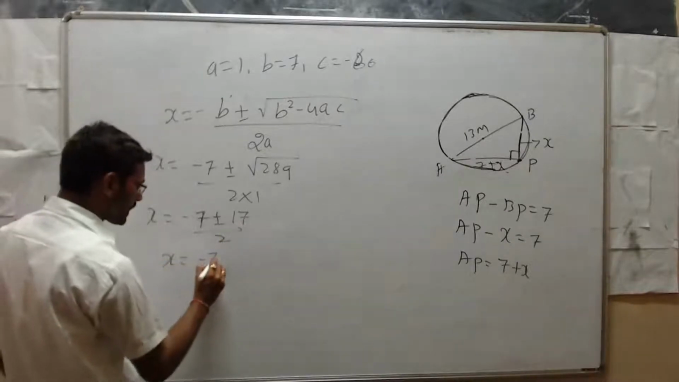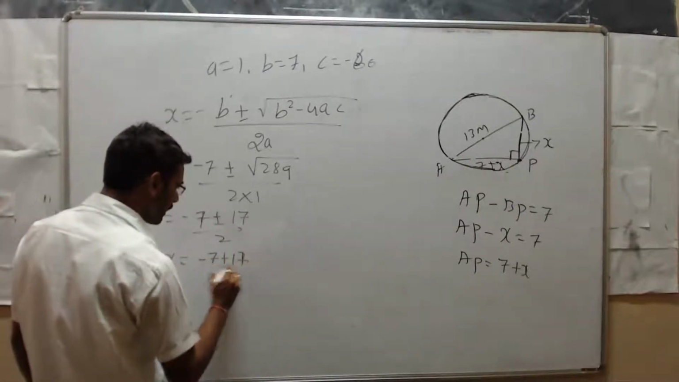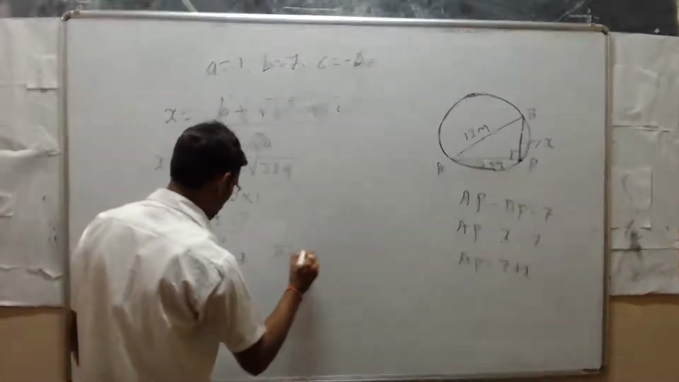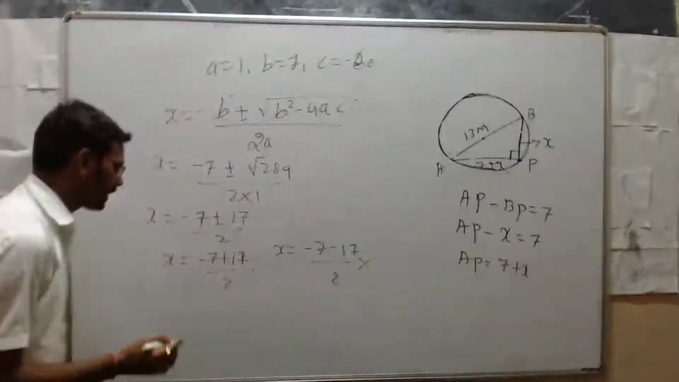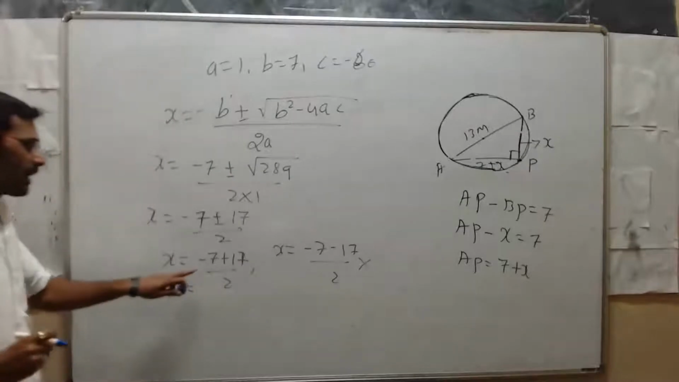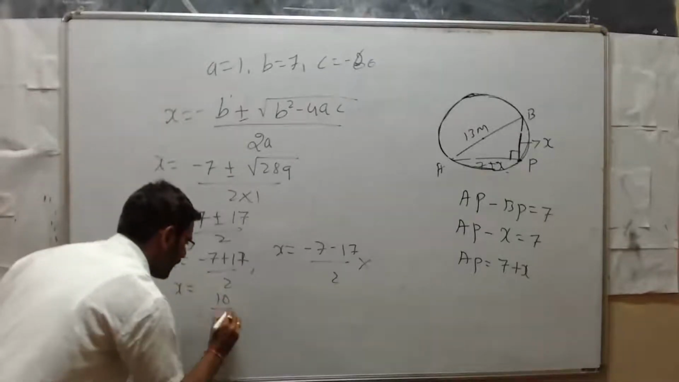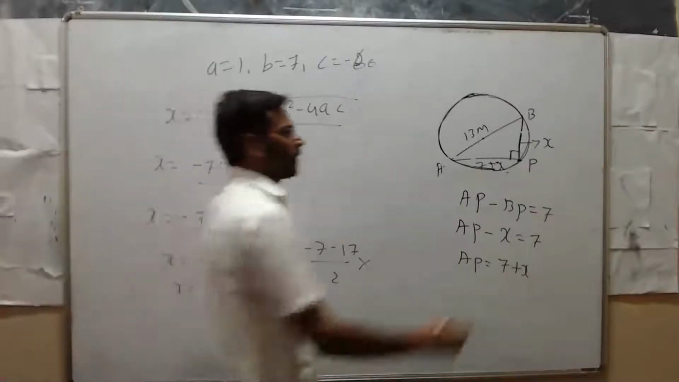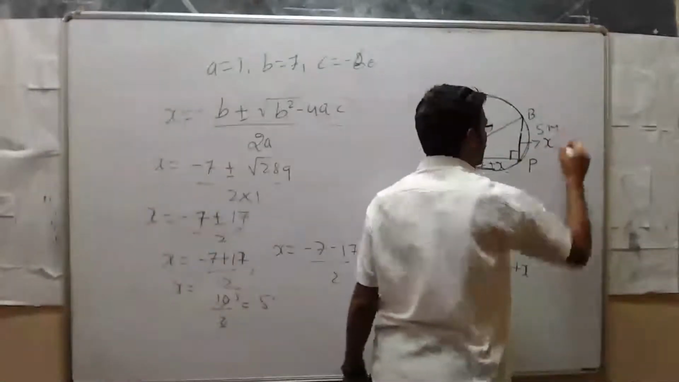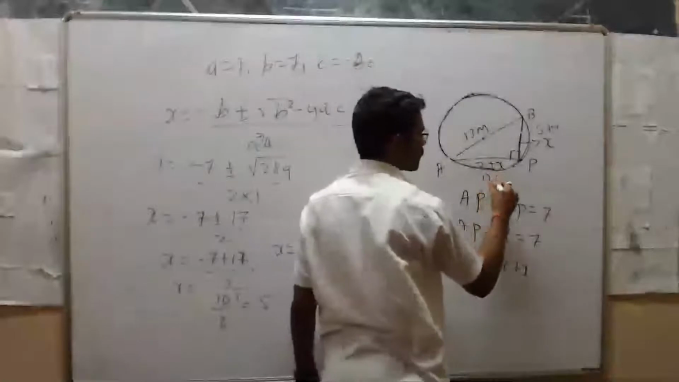Therefore x is equal to minus 7 plus 17 divided by 2, and x is equal to minus 7 minus 17 divided by 2. This one is negligible. Therefore x is equal to minus 7 plus 17 is 10, by 2, 2 fives are 10, so it is 5. How much is it? 5. X is equal to 5, which is 5 meter. Then 7 plus x is 12 meter.